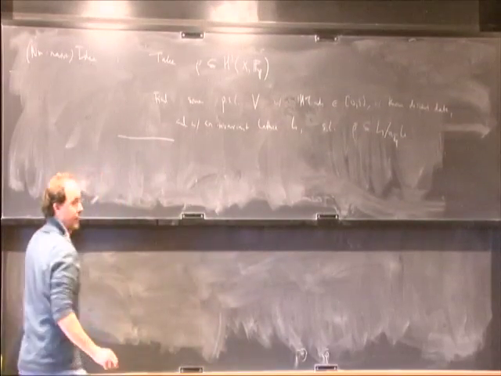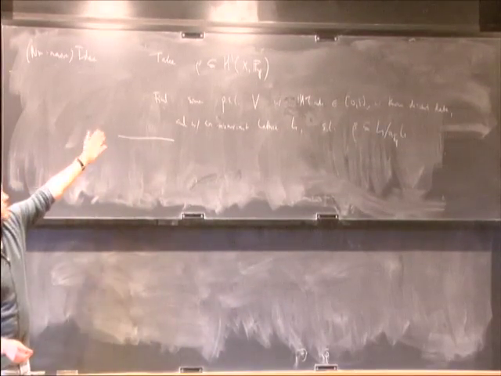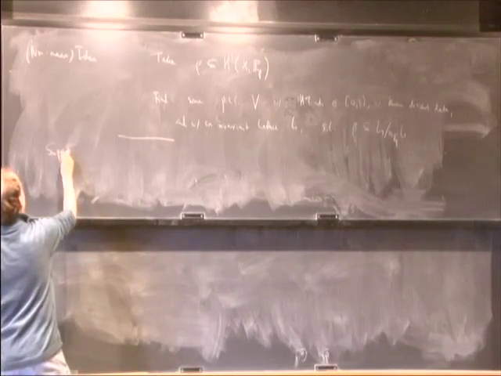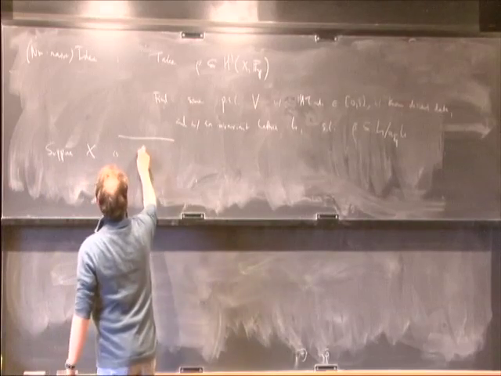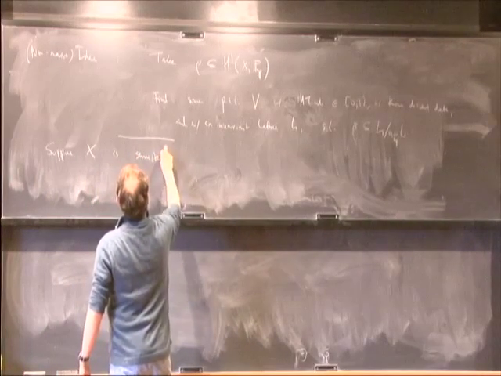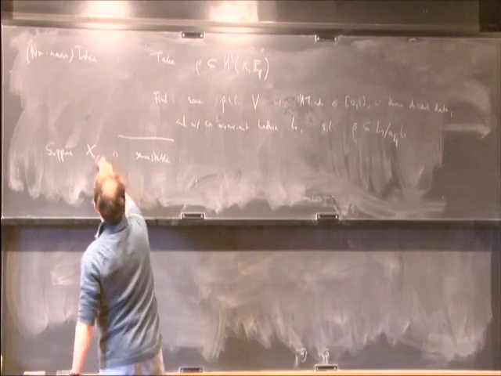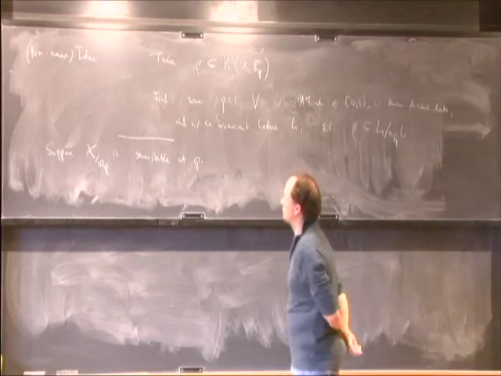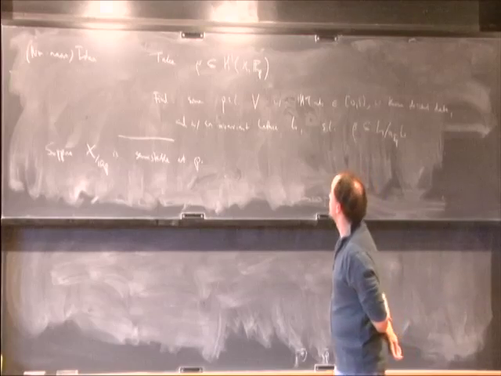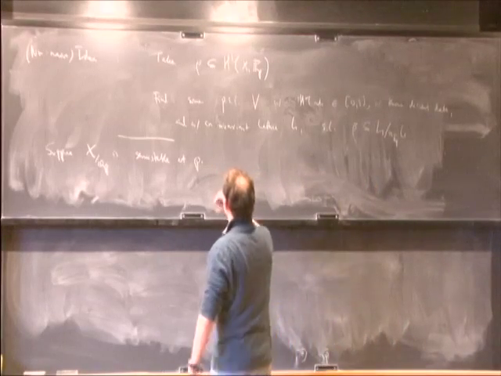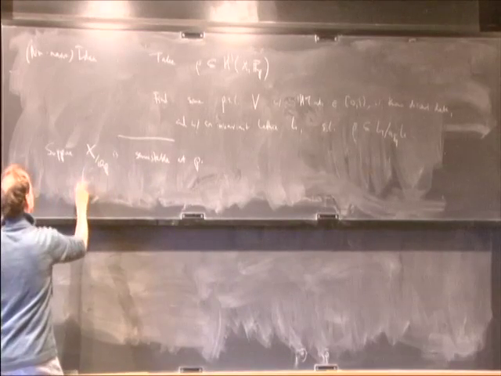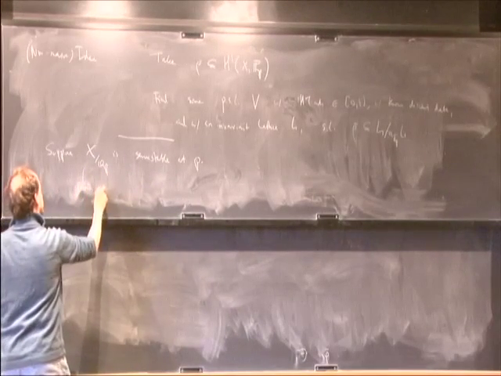So let me begin by explaining how you would do this if you had this rho in H1. Let's suppose X over Q_p is semi-stable at p, and I want to understand its H1. For me, this X will always be smooth and projective.